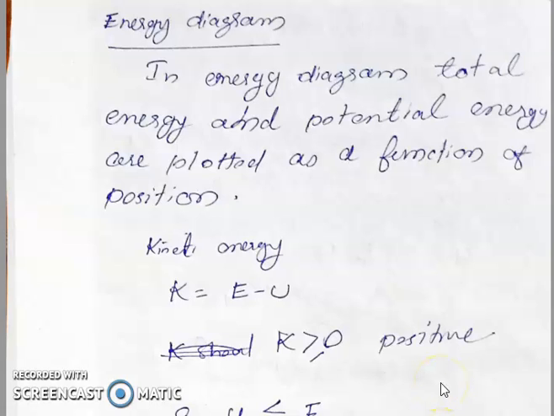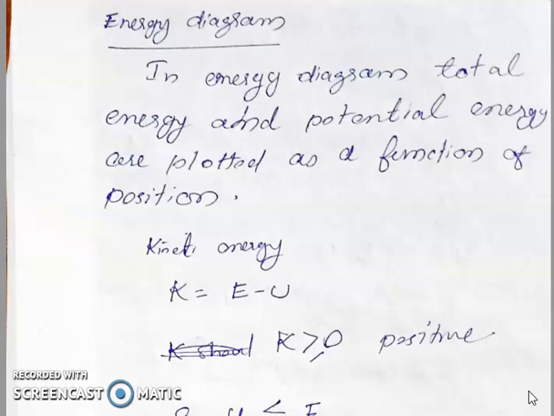Now we can study energy diagrams. In this we will be studying the potential energy curve and how it can be used to explain the motion of different systems. That is what we will be discussing, especially moving into bound systems and unbound systems. First we will start with the energy diagram.